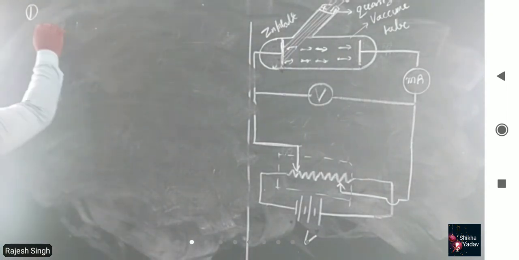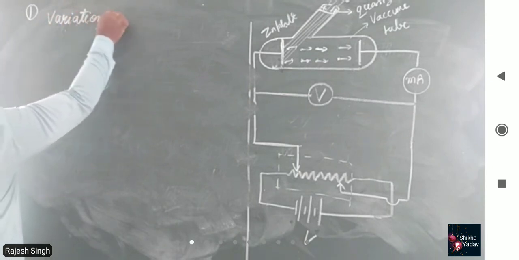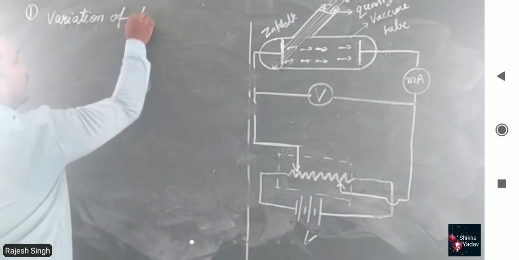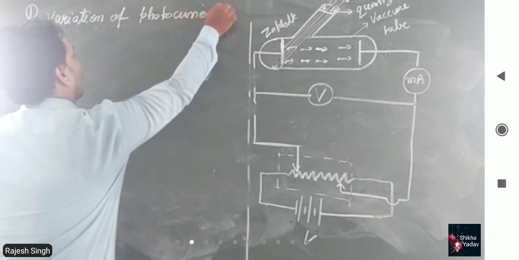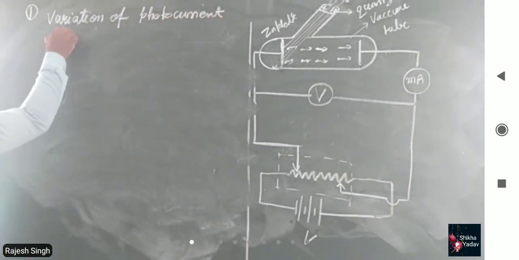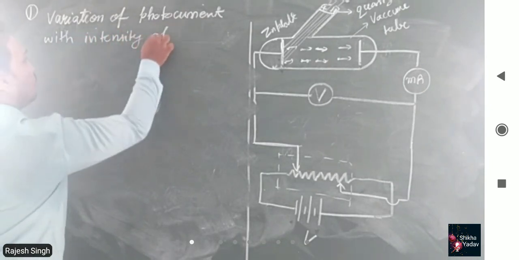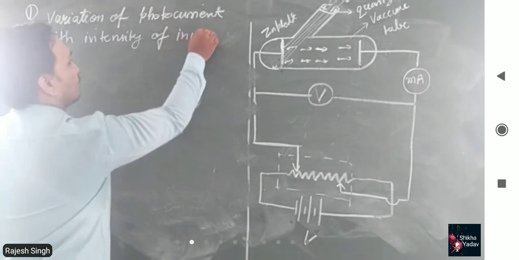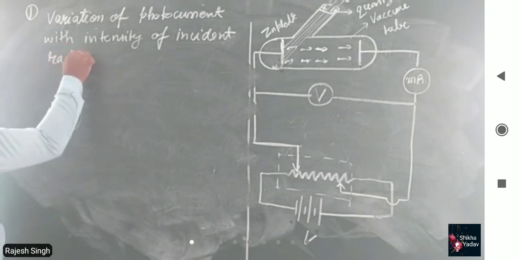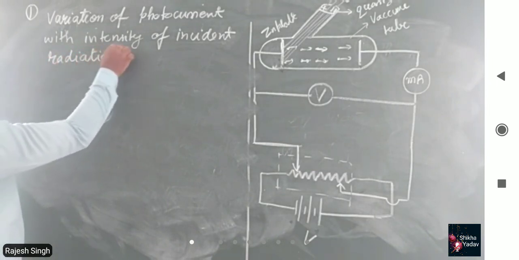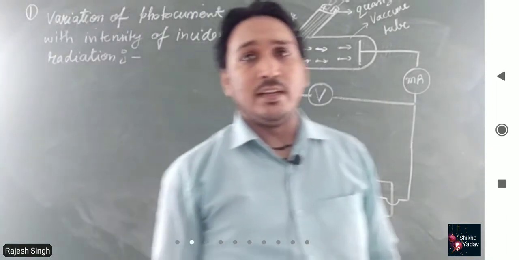variation of photocurrent with intensity of incident radiation. Okay, variation of photocurrent with intensity of incident radiation.